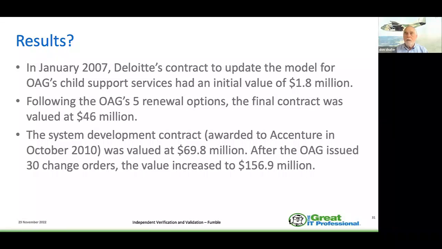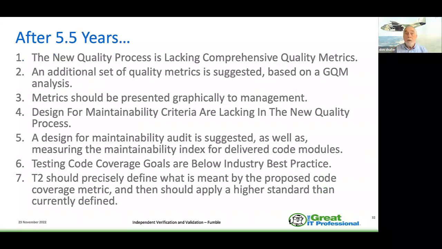And it was fairly critical that these things were out in the open, and unfortunately they were ignored, mostly along the line. So after 5.5 years, the results were the new quality process lacks any kind of quality metrics. They kept putting in new quality. They did lip service to quality management, but never had metrics. They never had KPIs that they were measuring against.